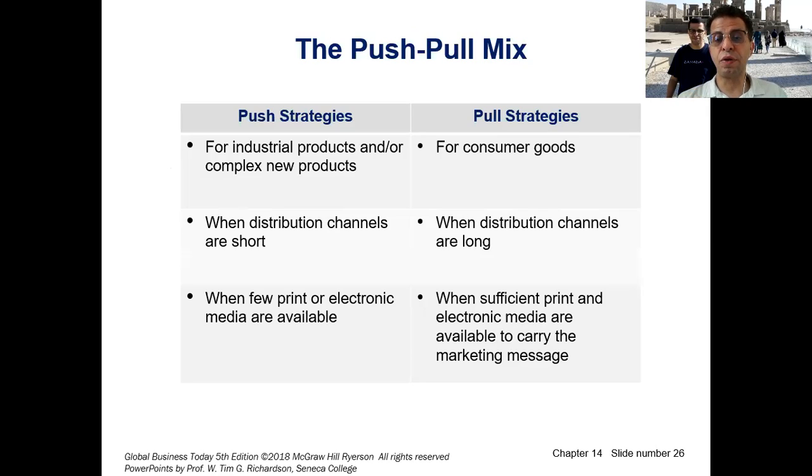Now, in the push-pull mix, the push strategy is for industrial products and complex and new products, so you send the salesperson. The pull strategy is for consumer goods. See, with pull, somebody is pulling your product. With push, it's the owner of the product, or someone on behalf of the owner, pushing the product to the consumer. Push is when you're pushing the product to the consumer. Pull is when the consumer is buying the product and you don't need to sell it.